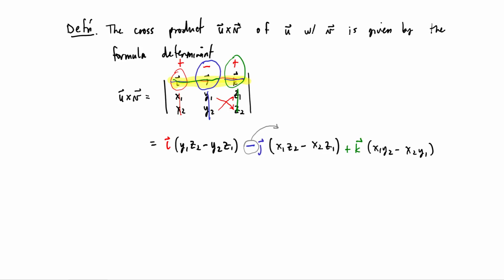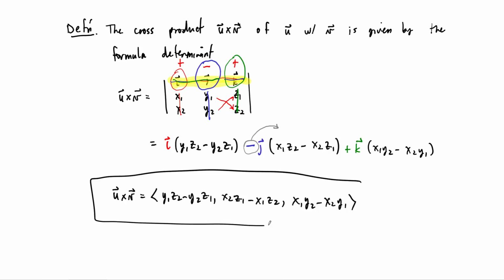And so at the end of the day, here's the formula that we get for our cross product. U cross V is going to be, in its first component, y1 z2 minus y2 z1. The second component, the minus sign flips the order of this, actually. So this is going to be x2 z1 minus x1 z2. And then the third component is exactly this, so x1 y2 minus x2 y1.